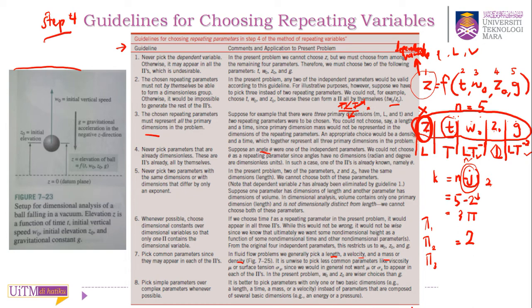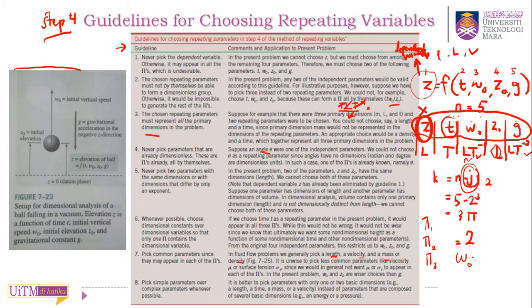Macam mana? Can we choose two variables here? T or W0 or Z0 or G? What are the two variables that are best to choose? W0, okay, that's good. One is W0, the cost, and what? Okay, and G. And G.